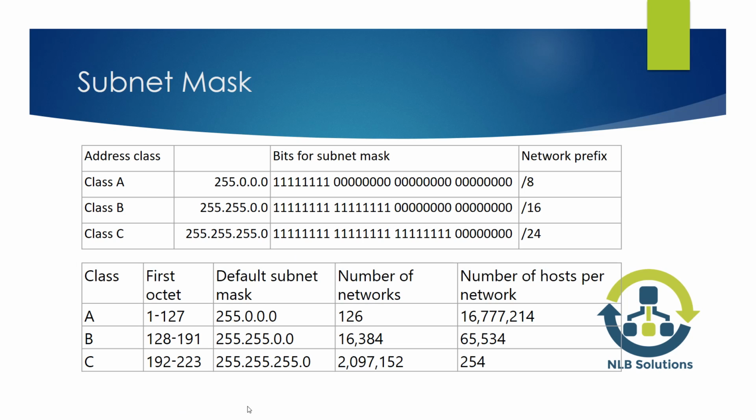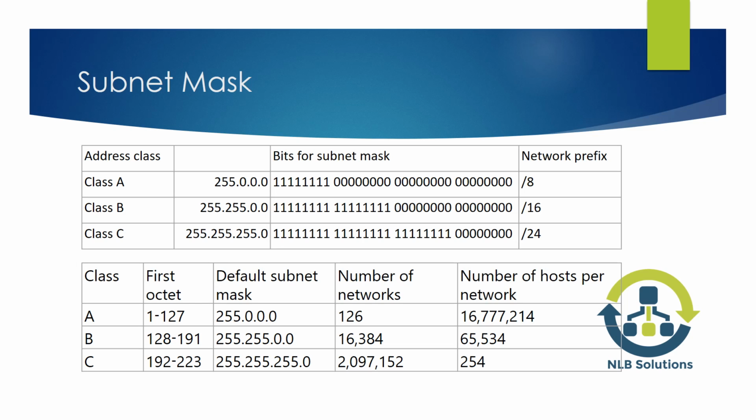And on the bottom table, I've created a representation of the number of networks you can have in a Class A, B, and C network. So if we take Class C, for example, you can see that the first octet starts from 192 up to 223. And for the default subnet mask, you can see that in the first 3 octets, all the bits are enabled, right in here. And this gives us more than 2 million networks and around 254 hosts per network.